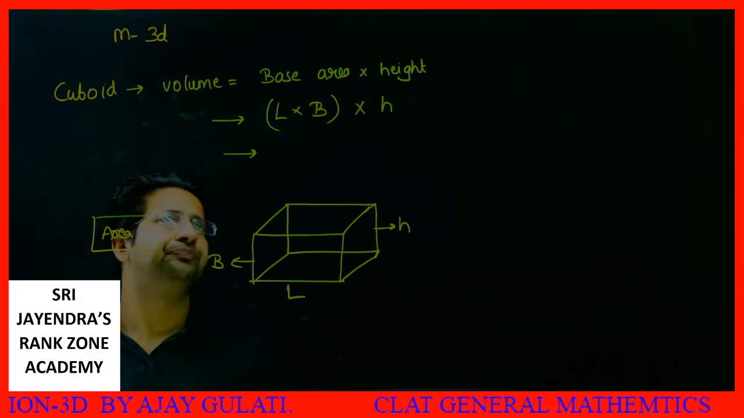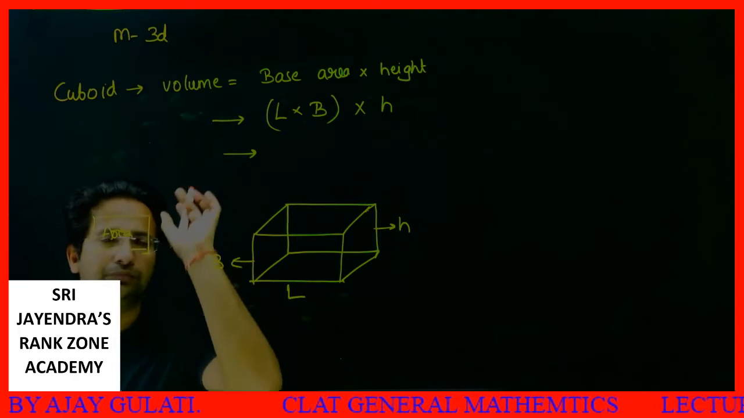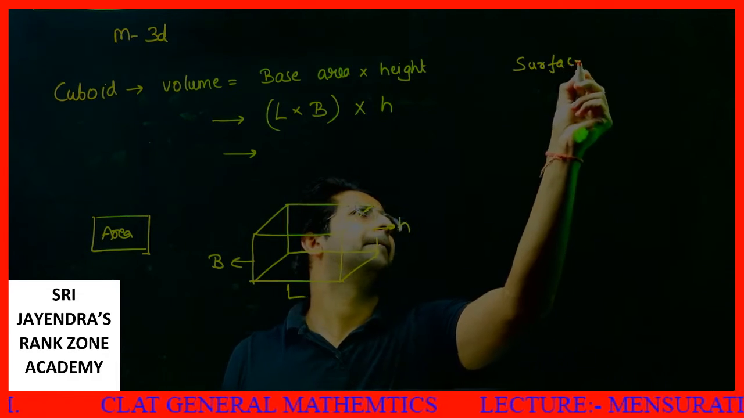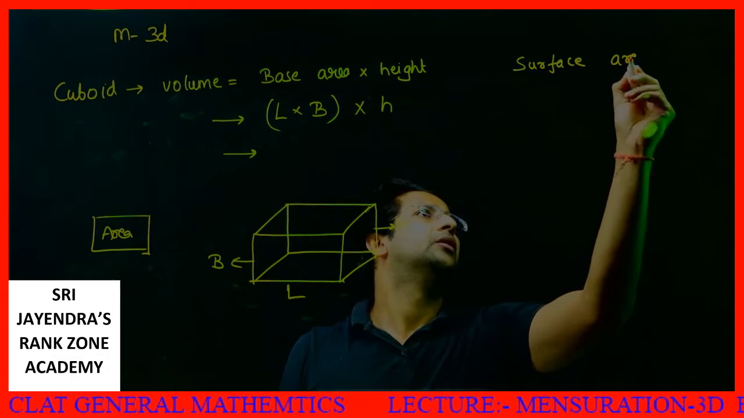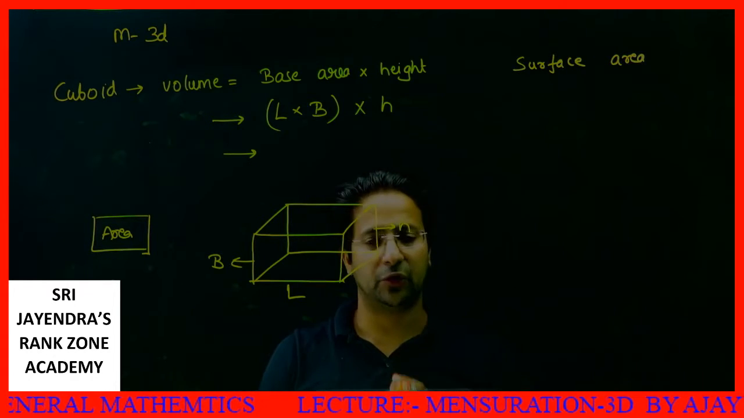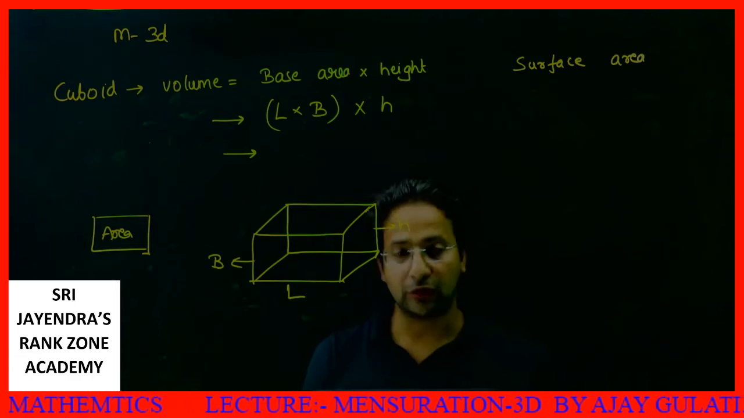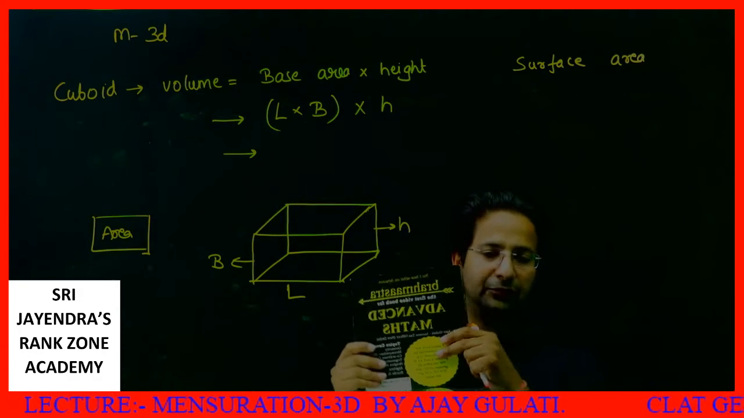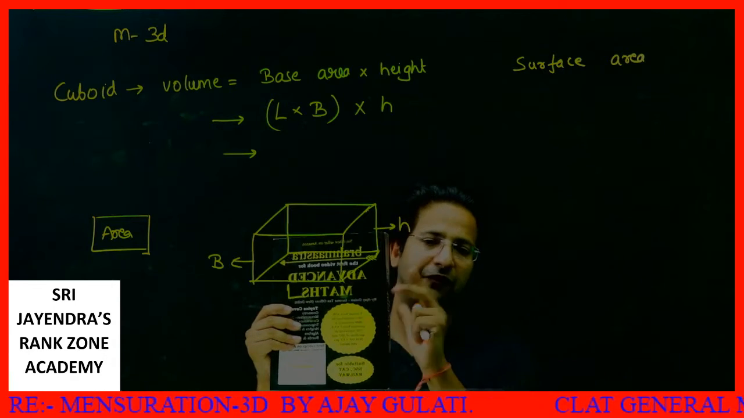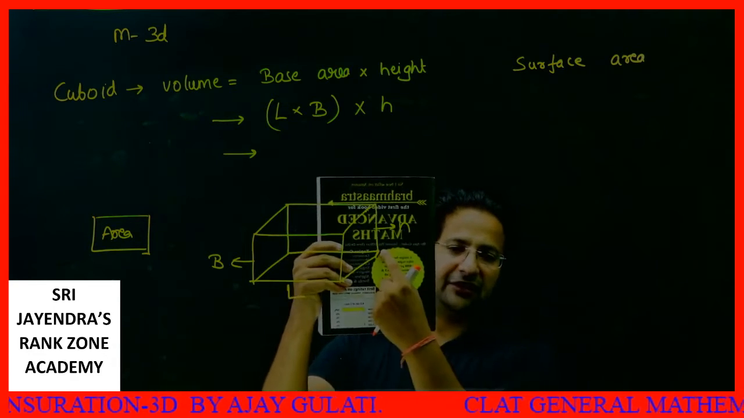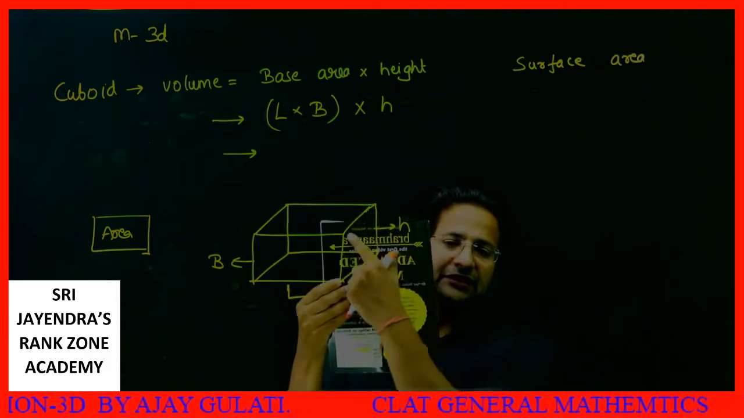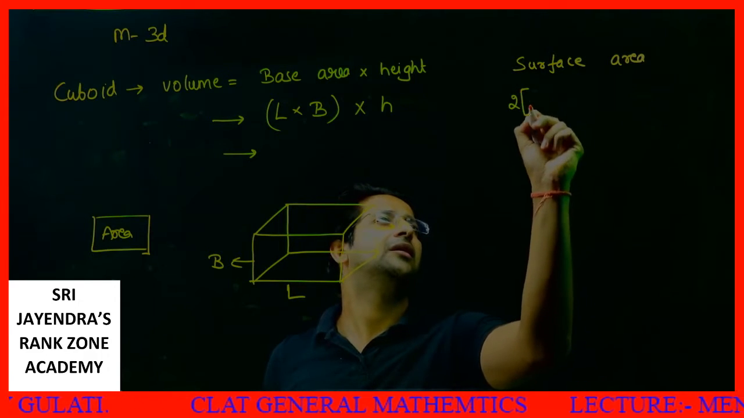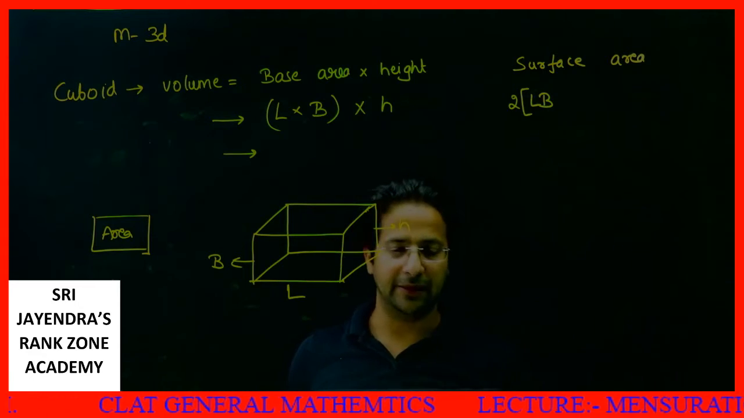This thing is done. This is the cuboid volume. If I say surface area, what is the surface area of a cuboid? A cuboid has 6 faces. Out of those six faces, 2 faces are alike, like a pair of faces is alike. Like this front, this back. This is length into breadth, same length into breadth. So I can say double of LB.